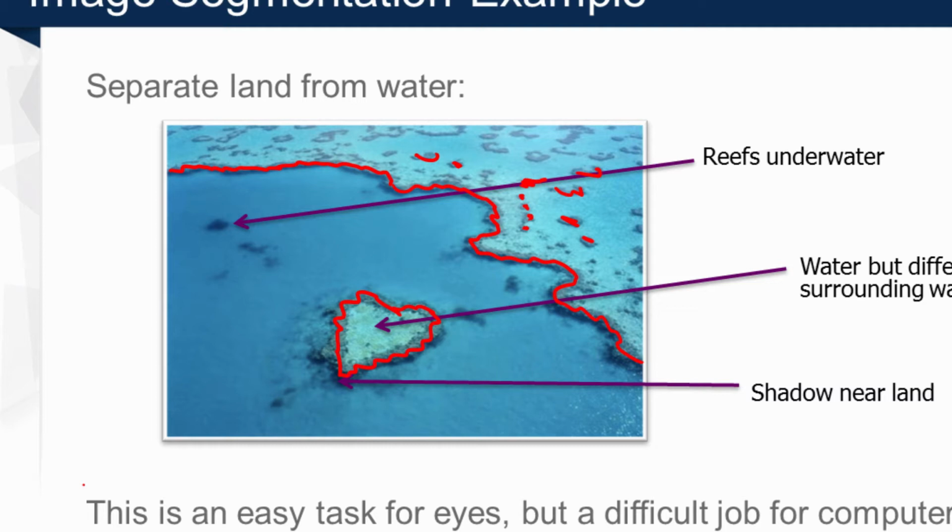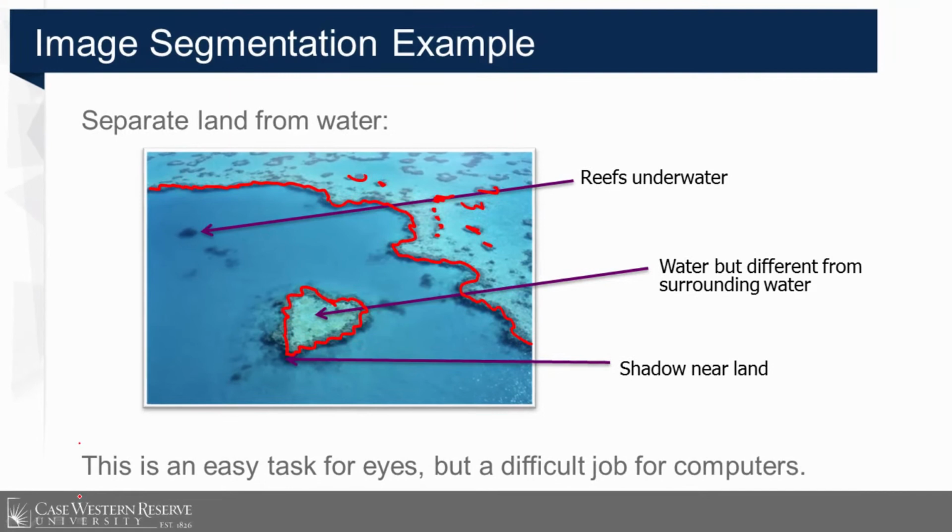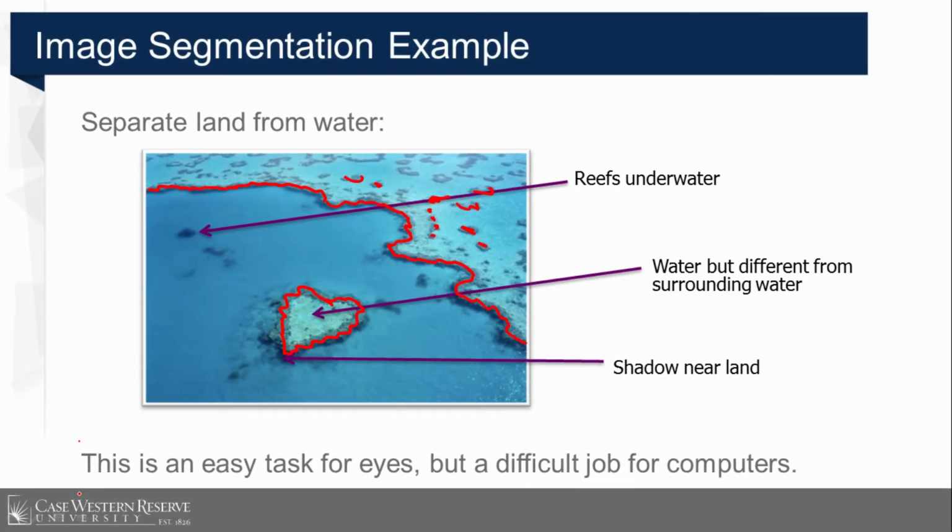So we might have an algorithm that might work perfectly for this image, but then we throw in another image of a set of reefs, and our algorithm might completely fail to separate the land from the water in a new image because we had to make it so specific in order to get rid of all these special cases in this particular image.